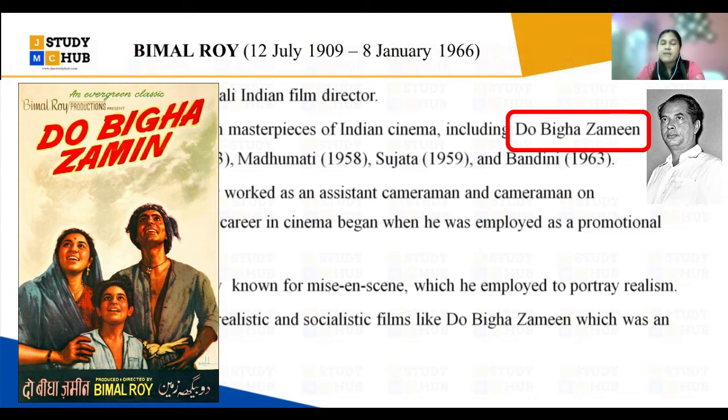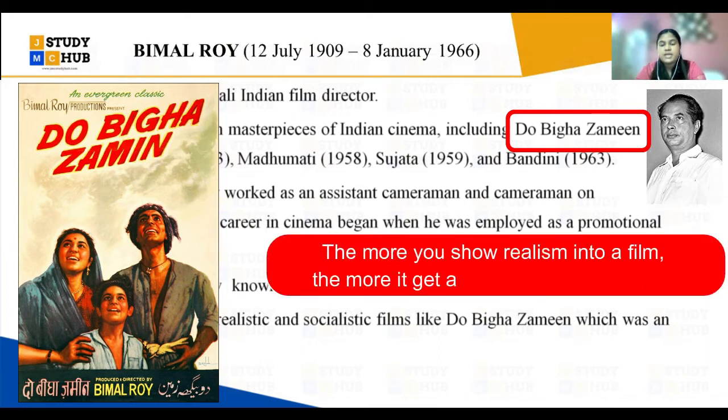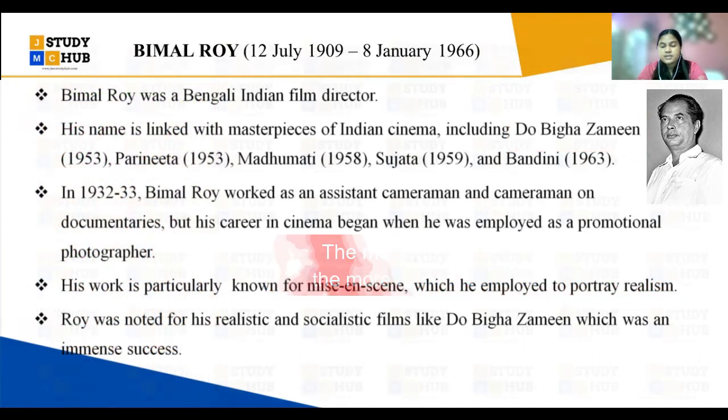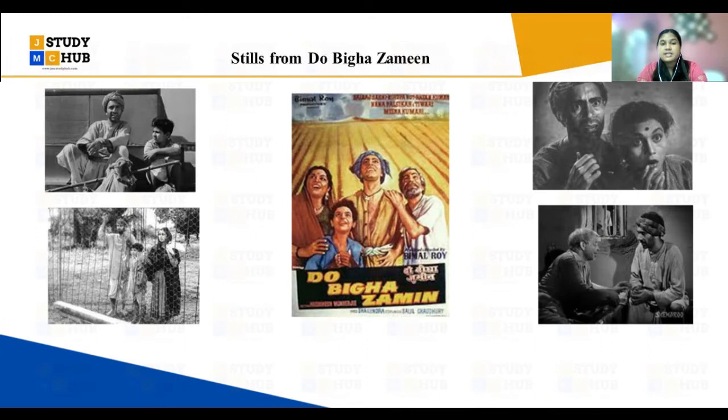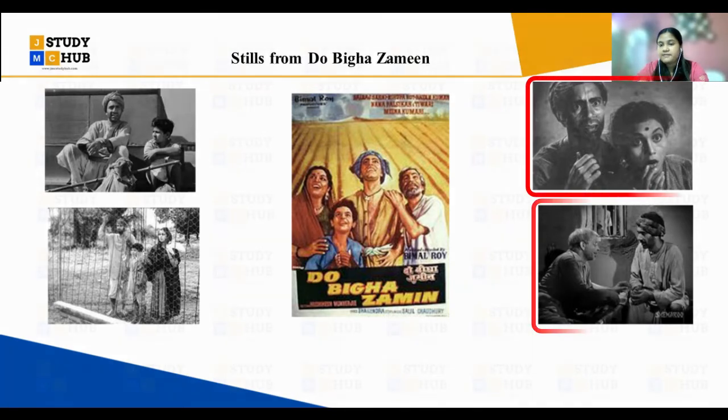At that point of time, realism was a buzzword. The more realism you showed in a film, the more it was accepted by the audience, and that is why his films were commercial successes. One of the major scenes that I would like to discuss, let me get to the next slide. You can see the stills of Do Bigha Zamin, how realistic the actors are. They did method acting at that point of time. I will just move the screen a bit, so you can see the amount of expression on their faces, and everything is very methodical in nature.